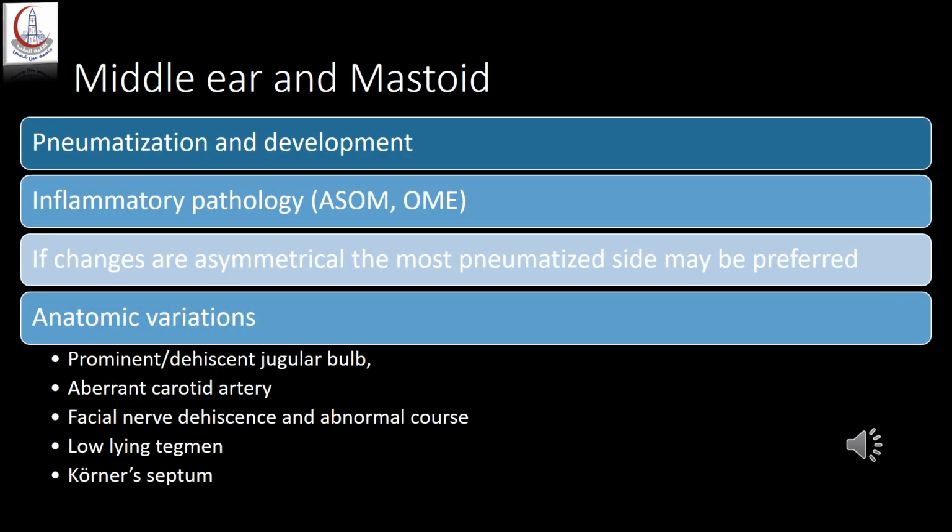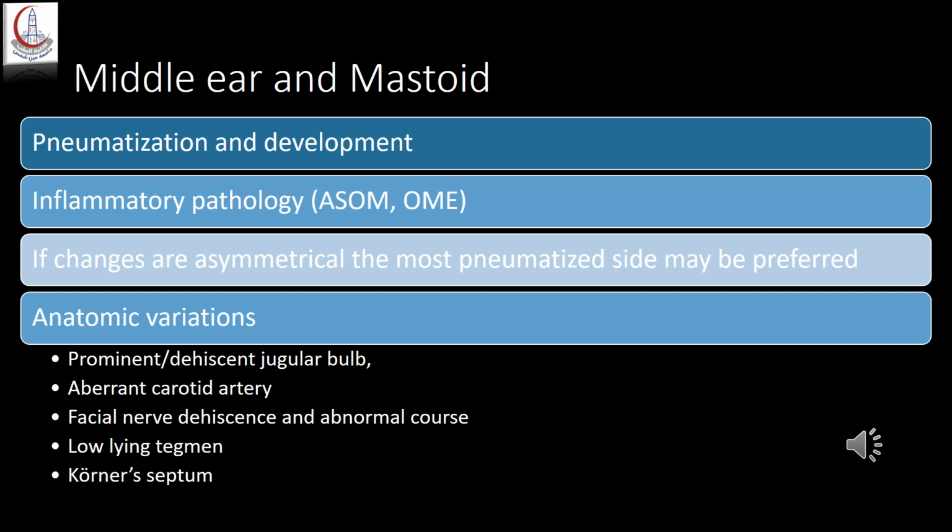The first step in surgery is usually a cortical mastoidectomy. So the first anatomical element we are going to look at is the mastoid. We look at the pneumatization and development of the mastoid, the presence of any inflammatory pathologies, chronic otitis media, acute otitis media with effusion, or even cholesteatoma. And we look at the symmetry of the pneumatization of the mastoid, because if we are going to implant one side and audiologically there are no differences, we usually prefer to attack the more pneumatized side because it is easier for the surgeon and thus safer for the patient.